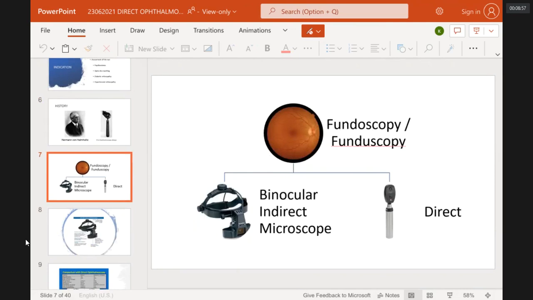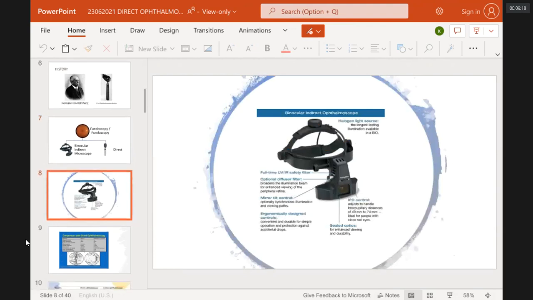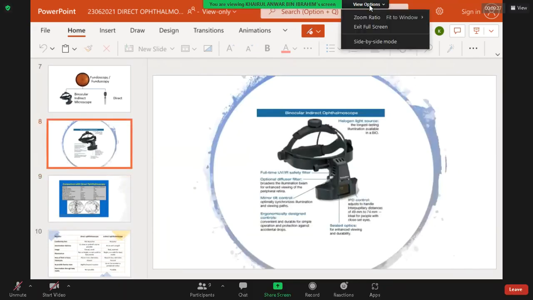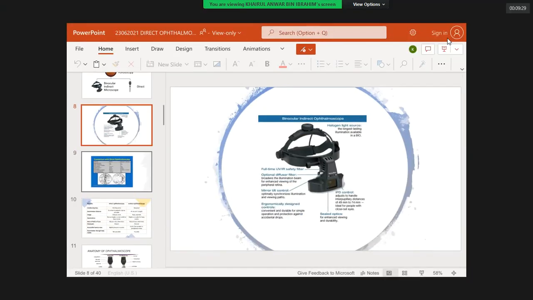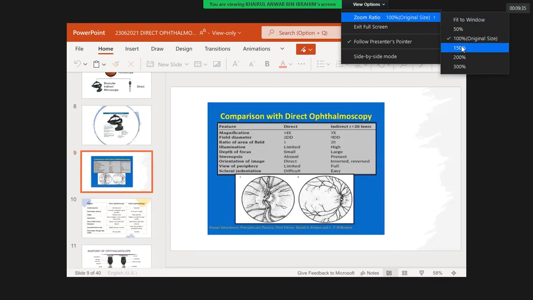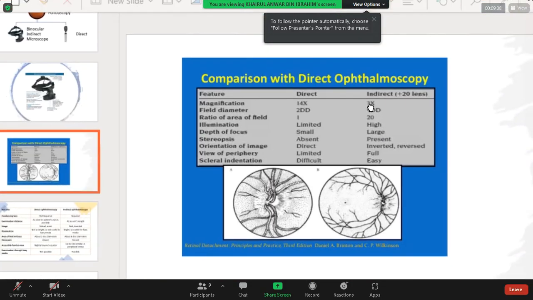And then as for the funduscopy, in ophthalmology in general, we have three devices that we can use. The readily available one is the direct ophthalmoscope. And then we have the binocular indirect ophthalmoscope, or sometimes we call it BIO. And then the third would be the slit lamp. Okay. So this is the BIO, binocular indirect ophthalmoscope. But this one I think I'll show to you guys tomorrow. So for tonight, we just concentrate on the direct ophthalmoscope first.